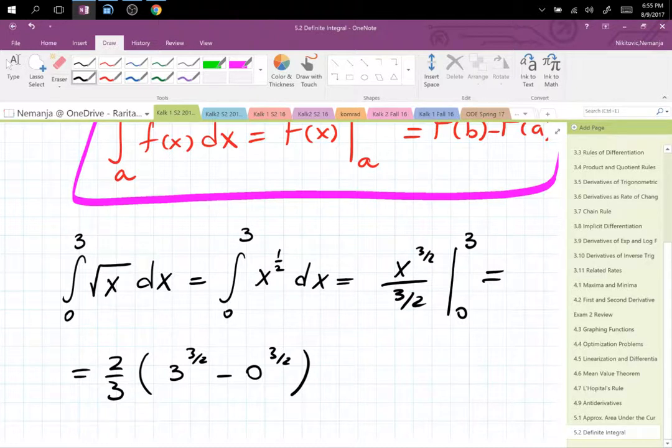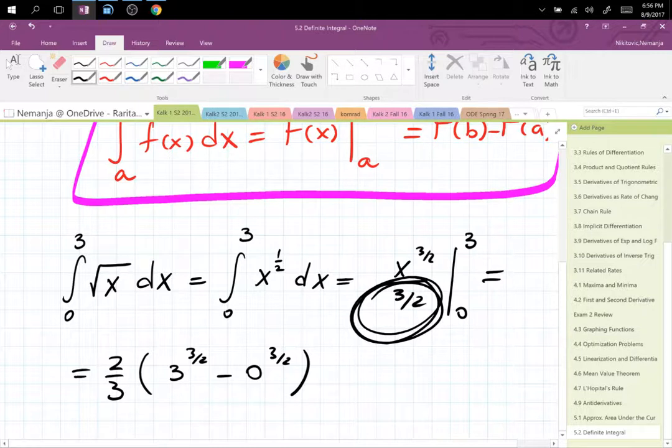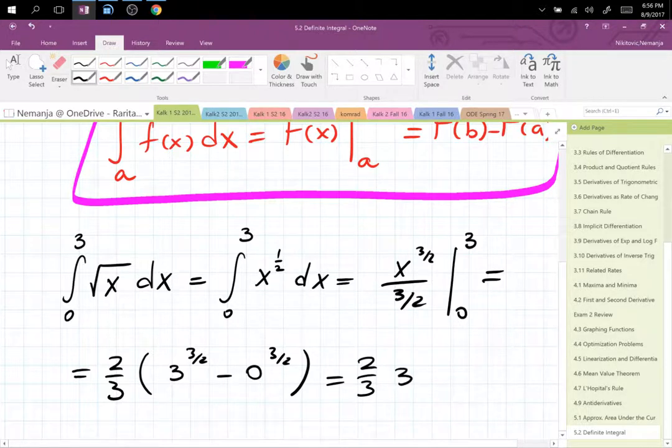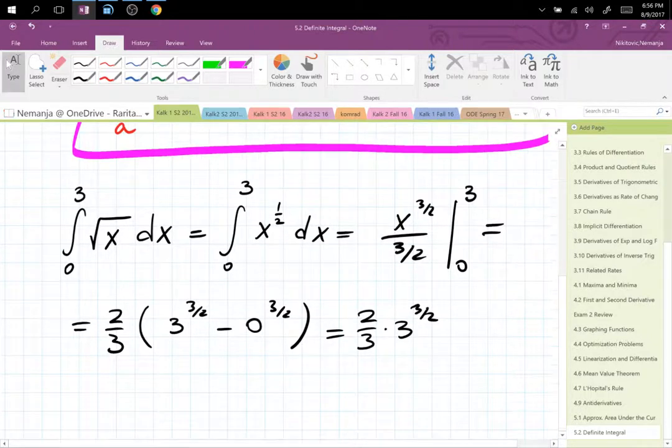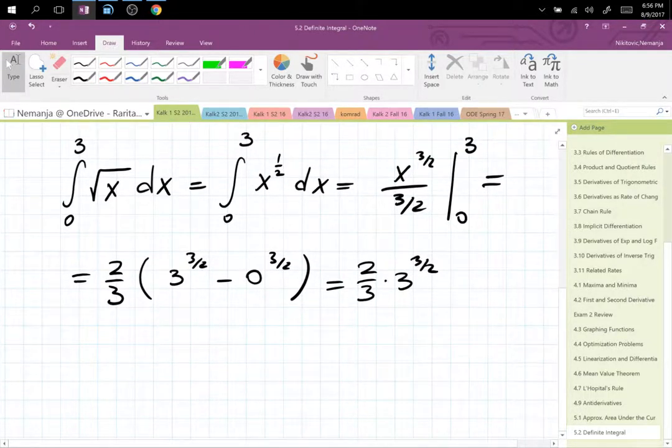The derivative of capital F is the lowercase f. Where did you get the 2/3 from? Okay, so what I have is 2/3 times 3 to the 3/2. Now you can take the calculator and get the decimals. I'm just going to leave the exact answer there.